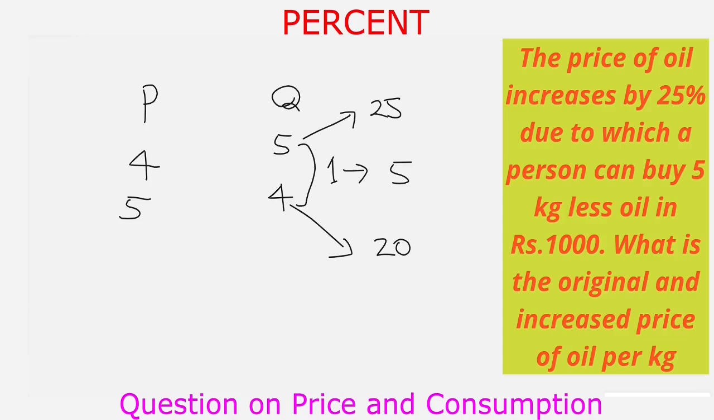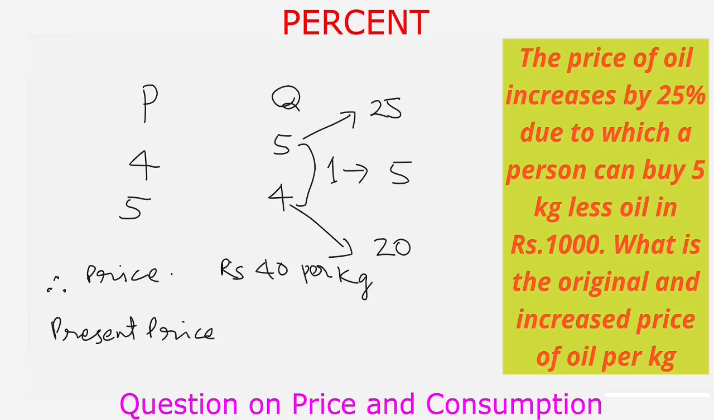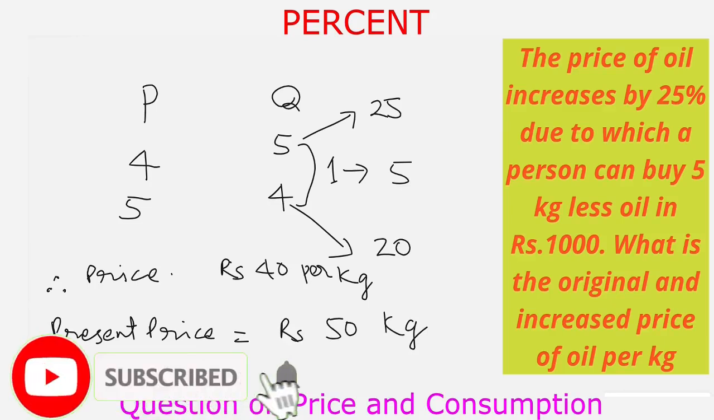Now he is able to buy 20 kg and therefore earlier price was 1000 divided by 25, which is rupees 40 per kg, and for the present price he is able to buy 20 kg in rupees 1000. Thus 1000 divided by 20 is rupees 50 per kg. So the earlier price was rupees 40 per kg and the present price is rupees 50 per kg. Very easy by the shortcut method.